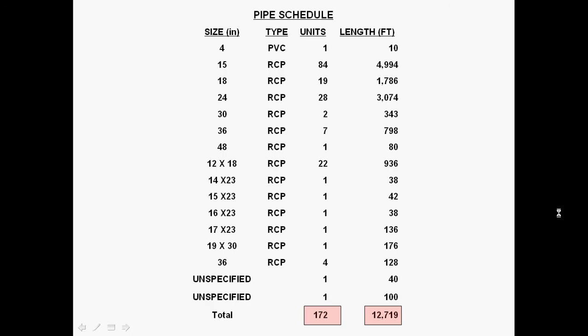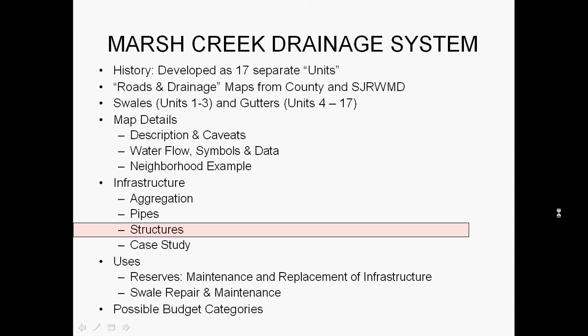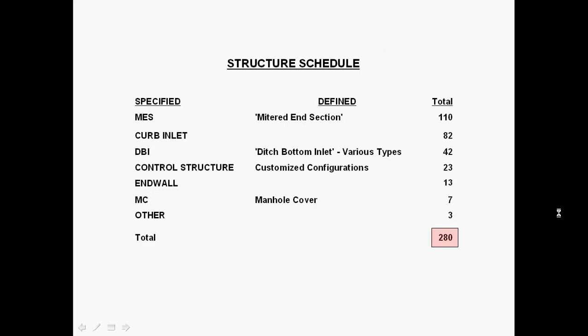Pipes, there are a total of 172 pipes identified, comprising almost 13,000 linear feet. Virtually all of them are reinforced concrete. They range from 15 to 24 inches, the preponderance of them. Now these structures are a little bit more interesting on a relative scale, of course. There are 5 major types.